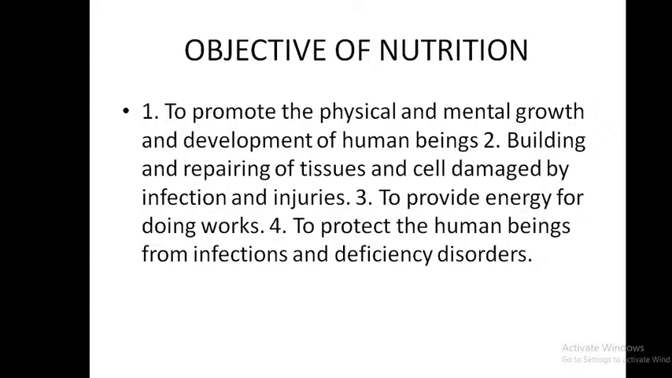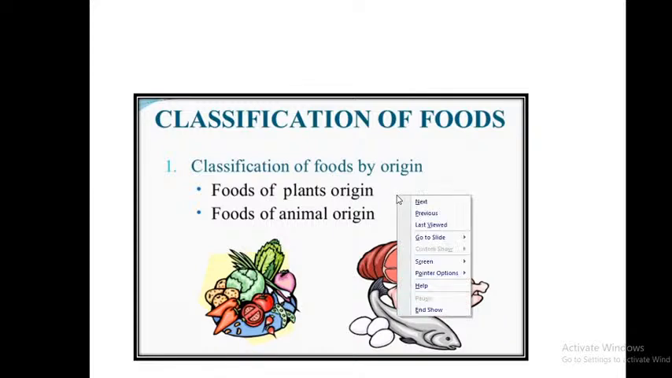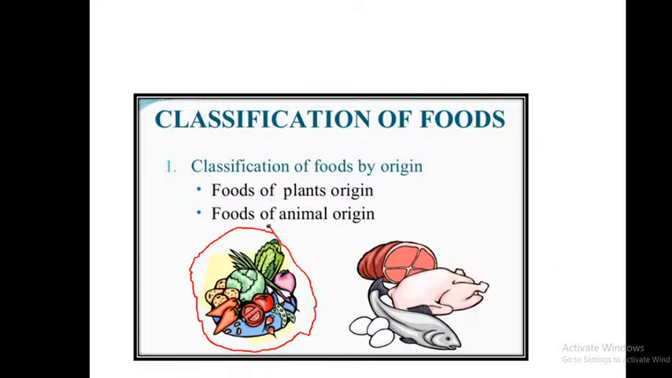The body is like a machine. So all the building and repairing of such tissues. Three, it provides energy for doing work. Four, it protects human beings from infections. Next, the classification of food based on origin: here you can see, these are the food materials which originate from plants.